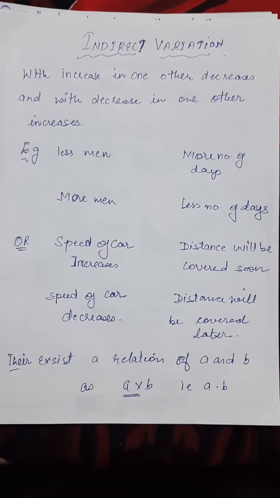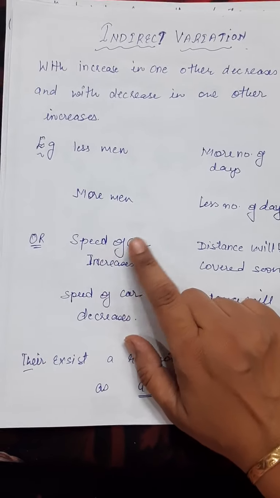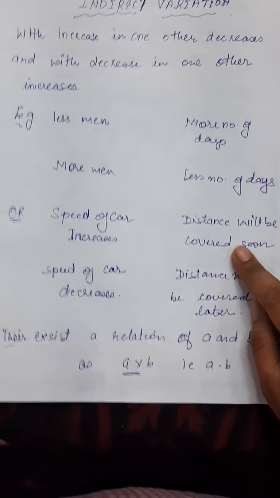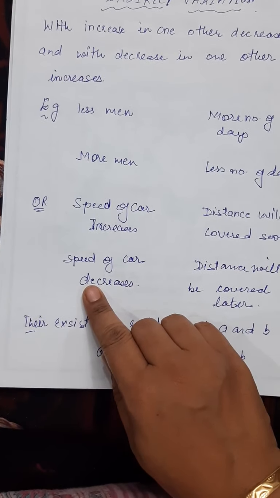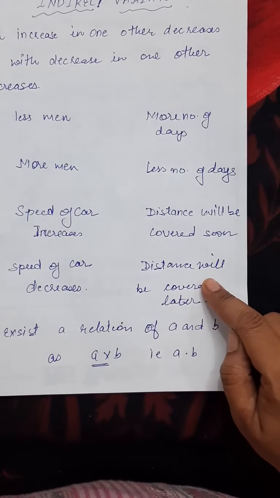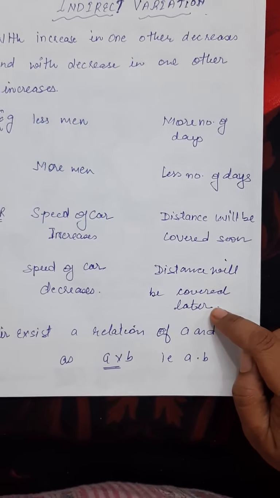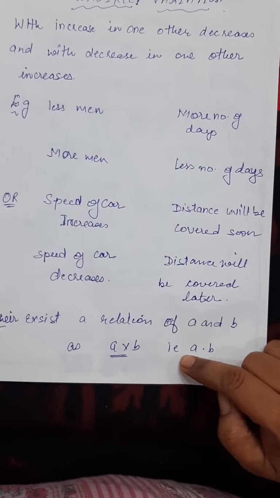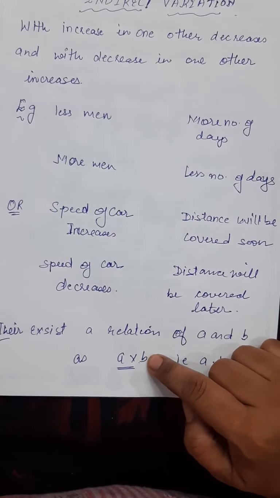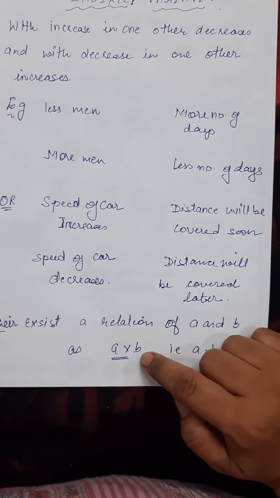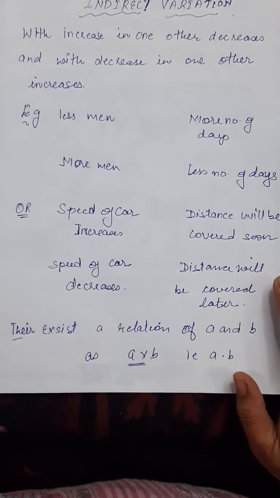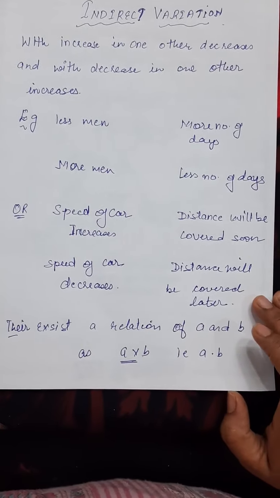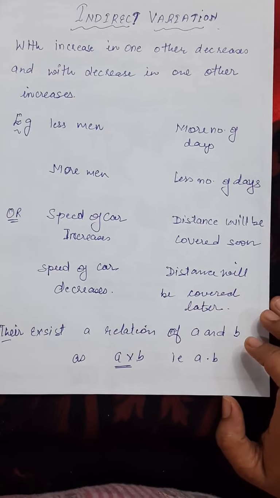Let us check this with the help of one more example. If the speed of the car increases, the distance will be covered sooner. Similarly, if I decrease the speed of the car, it takes more time. The distance will be covered in more time. Under this type of situation, we have the relationship A into B, and with the help of this, we can easily find the value of the third variable. You will be able to understand this better with the help of examples.